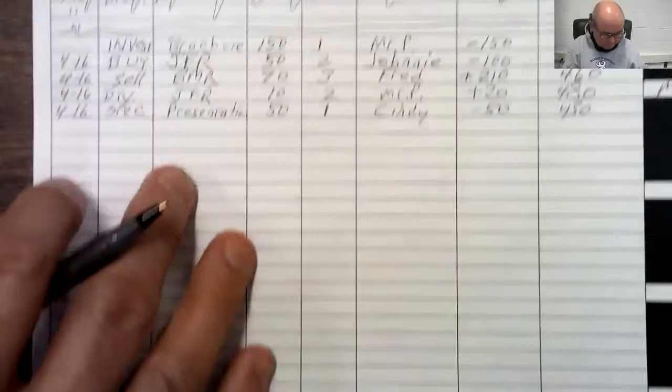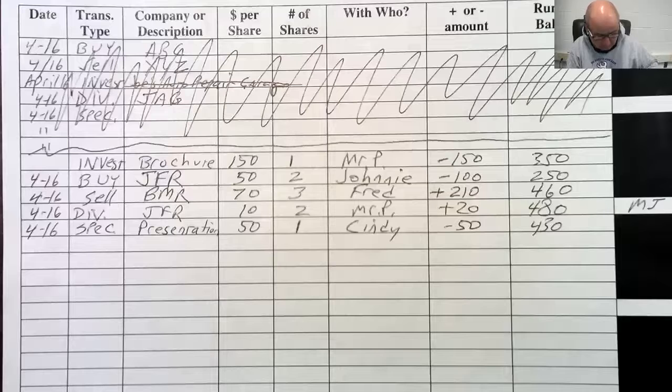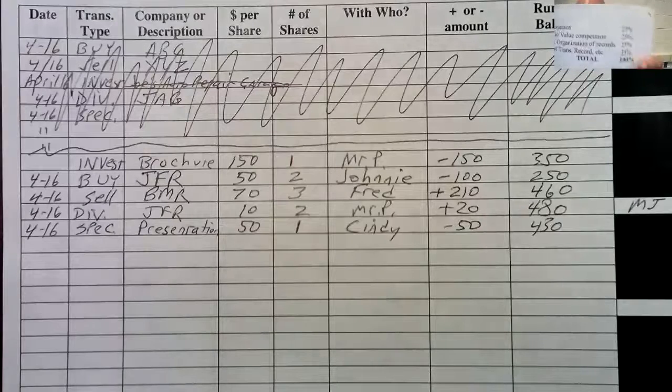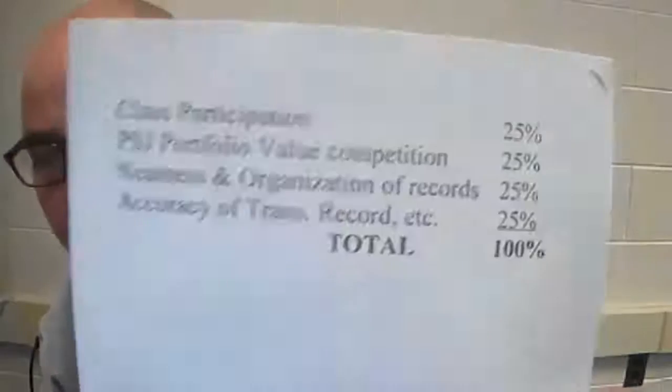Let me show you one of my sheets here. Hold on. So in this Perry Ellis Street Journal packet that I handed out earlier, the very back of it shows the different ways that your grade is going to be totaled up.